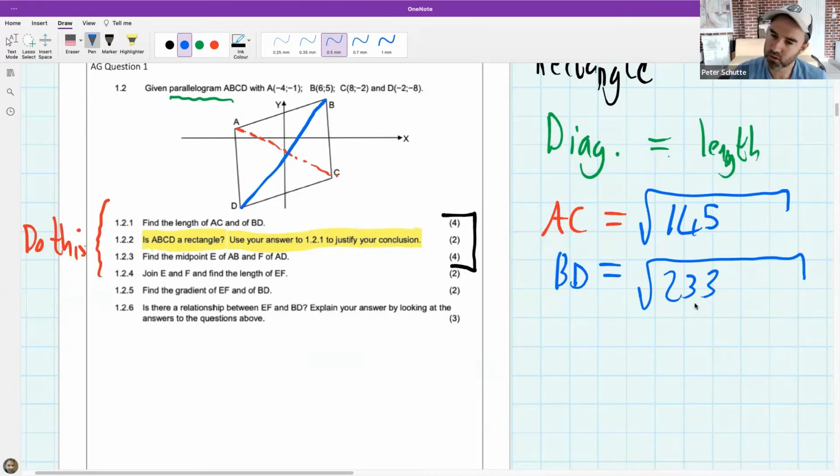And so what does that mean about 1.2.2? Is ABCD a rectangle? And then can you find the midpoint E of AB? And can you find the midpoint F of AD? So let's say here 1.2.1, done.